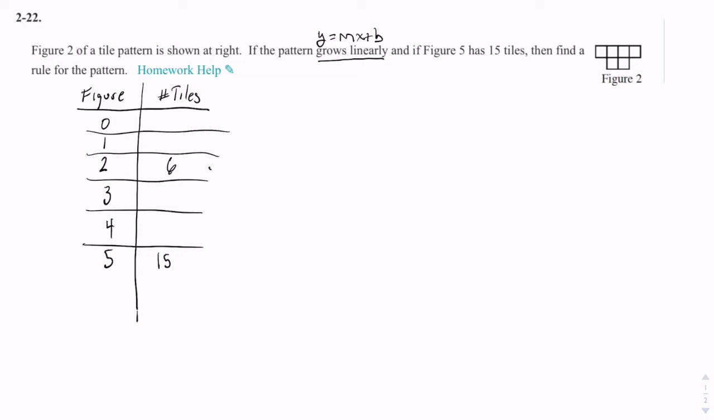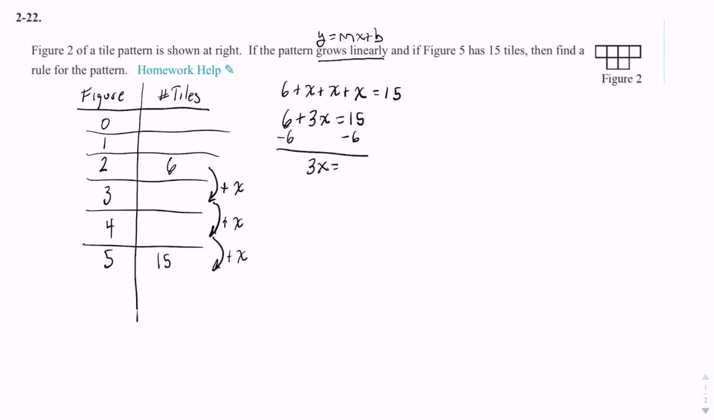So that means I'm going to add something here. I'm adding x, and I'm adding x again, and then I'm adding x again to get to 15. So that means that 6 plus x plus x plus x equals 15. So 6 plus 3x equals 15. And I can solve this equation. I can subtract 6 and get 3x equals 15 minus 6 is 9, and divide by 3 and get x equals 3. So that means I'm adding 3 every time, right?